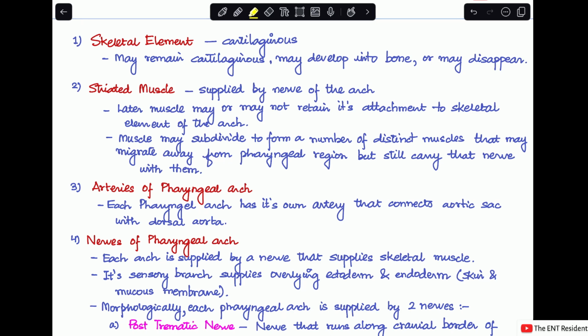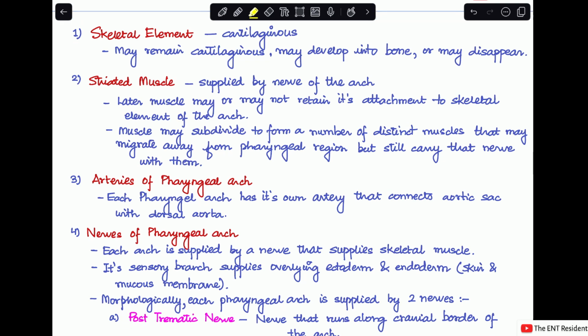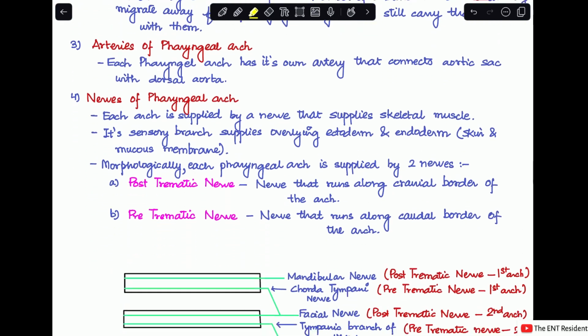Sometimes the muscle may even subdivide to form a number of distinct muscles, which may migrate away from the pharyngeal region. But even if that happens, the nerve supply will still remain the same, which is the nerve supply of that corresponding arch. Third were the arteries of the pharyngeal arch. As I've said, each pharyngeal arch will have its own artery. And lastly is the nerves of the pharyngeal arch.